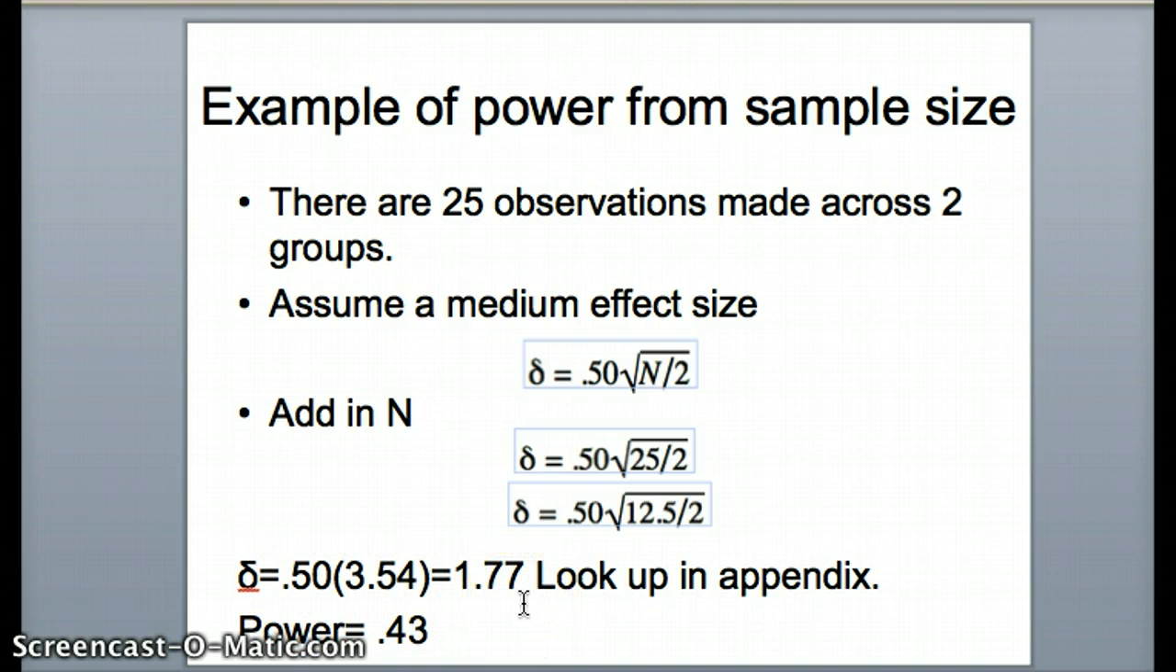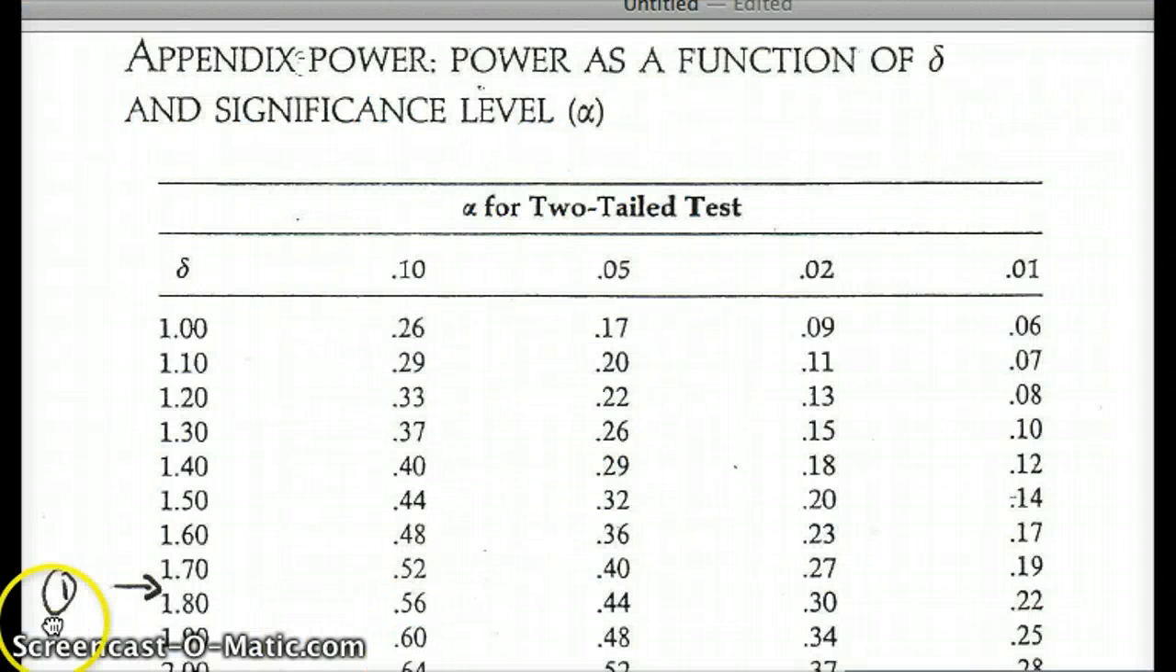Now, in order to figure out power, we have to look that up in the appendix. So in the appendix, you can see delta here and our power levels, and we want to use a 0.05 alpha level, our gold standard. And basically what we're going to say is, well, 1.77 is somewhere between 1.70 and 1.80. So it's basically somewhere in between here.